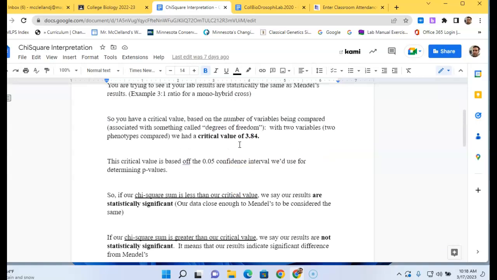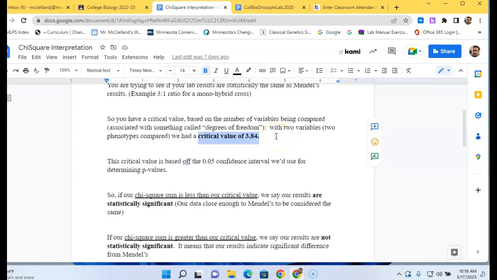If your values were, say, 76 and 24, or 77 and 23, you'd be really close to Mendel. And when you get your chi-square sum, it would be a small number. The critical value for two variables that you're comparing in the case of a chi-square test is 3.84. If your chi-square sum is lower than 3.84, then you are saying your data is similar enough to Mendel's to be statistically significant.